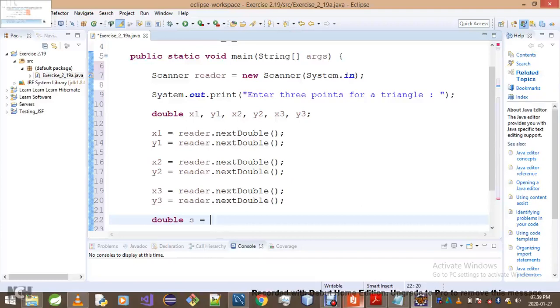Oh, actually, you first need to find, let me declare these 3: S1, S2, then S3.